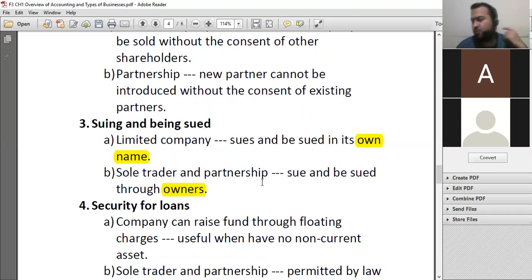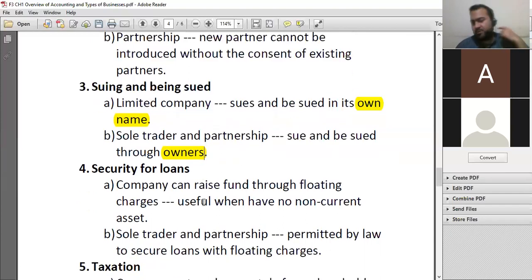For example, I have a dispute with one of my suppliers, and my supplier is a sole trader, and the name of my supplier is Ahmad. The name of my supplier's business is Ahmad Furniture. So when I am filing a case against my supplier, I will use the name of Ahmad in the notice. I will not use the name of Ahmad Furniture in the notice. Clear or not? Okay, yes, clear.